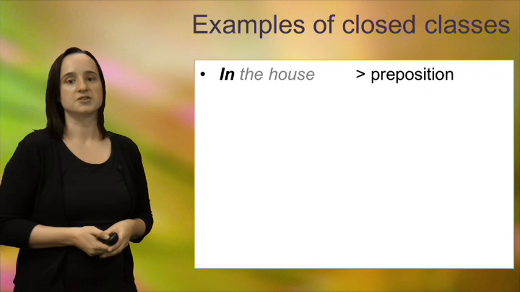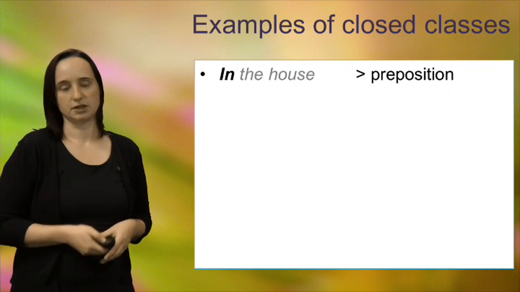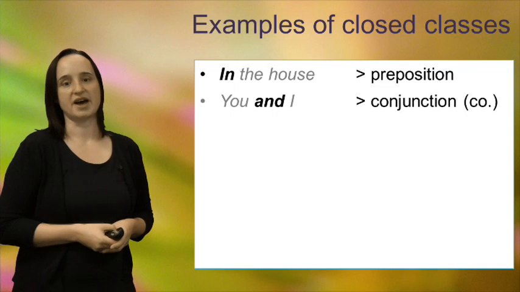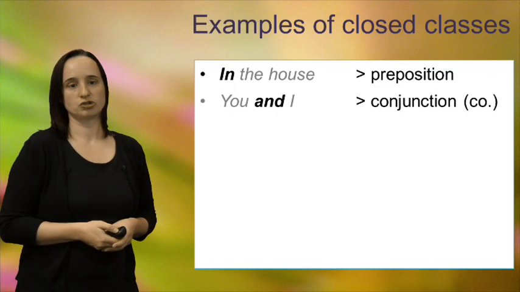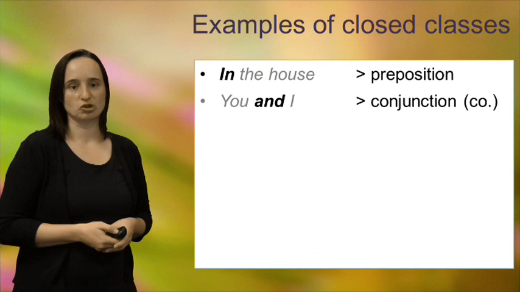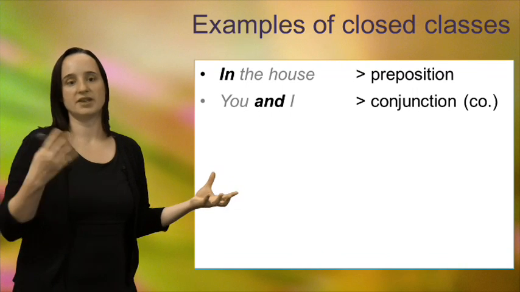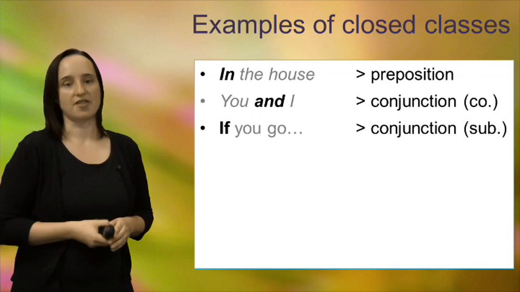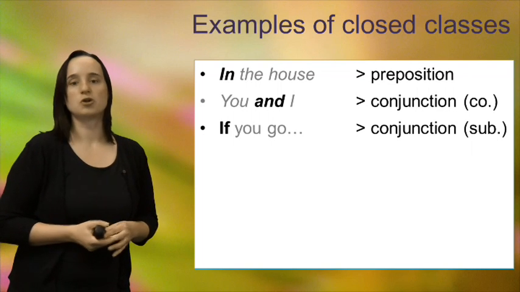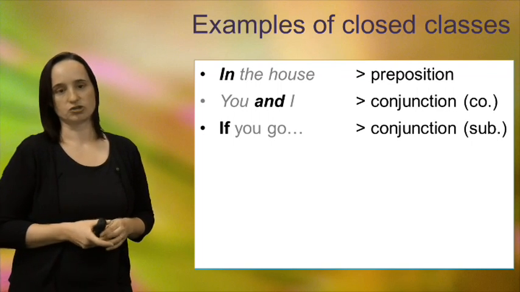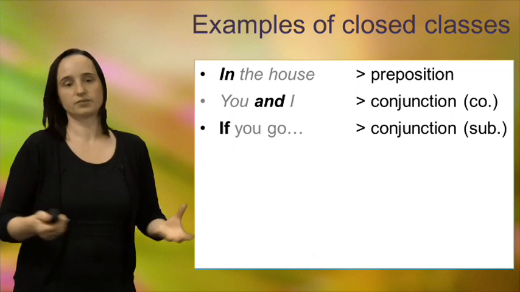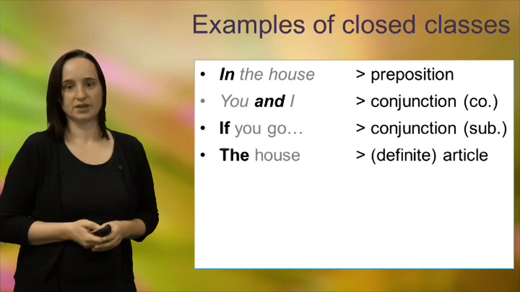So in the house, in is a preposition. It positions something within something else. You and I is a conjunction, a so-called coordinating conjunction, which puts you and I together at the same level. And then we've also got other types of conjunctions, so-called subordinating conjunctions. If is a very nice example of this. If you go, I'll do something, okay?